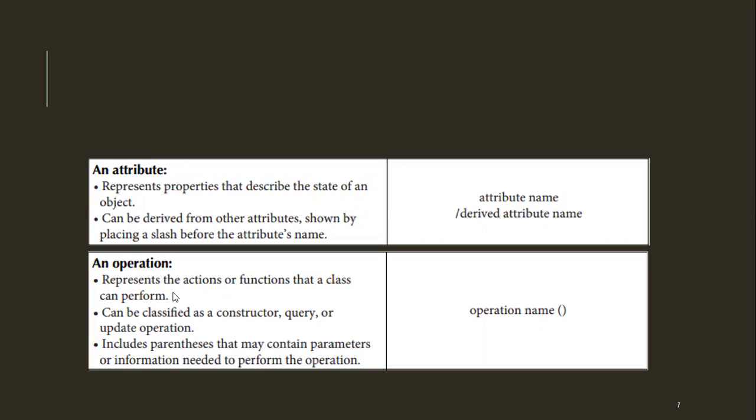So an operation represents the actions or functions that a class can perform. A function, a click is a function, isn't it? So whatever action you are doing with that function is known as an operation. So there is a class, and what functions do we perform with that class? Think of a mouse right click, that is an action, isn't it? That is a function. And a left click is also another action, isn't it? So the things that you can do with the object or the class are known as what? Operation. They can be classified as constructor, query or update operations.